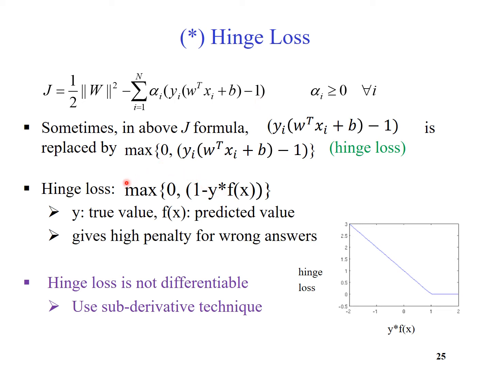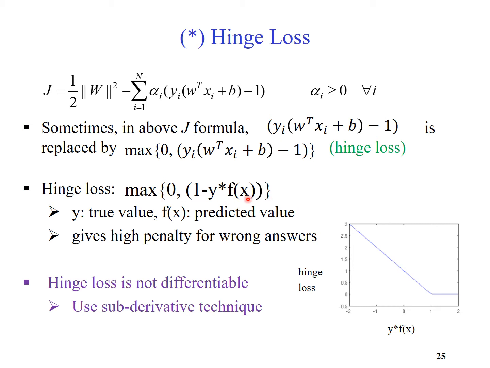Anyway, it's hinge loss. What is hinge loss? The definition is this: hinge loss is the maximum value between 0 and 1 minus y f(x). Here y means the true value, and f(x) is the predicted value. So simply put, if the prediction of the algorithm is correct, this loss is 0, and if the prediction is incorrect, then it returns this value. So that's how this hinge loss works.